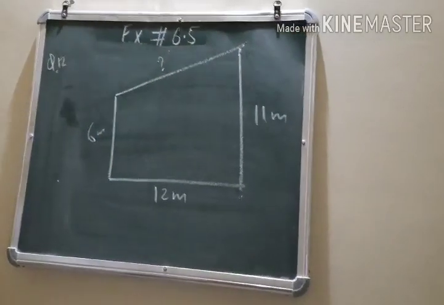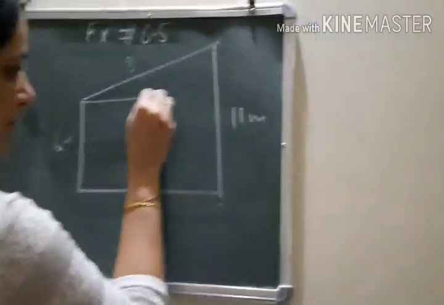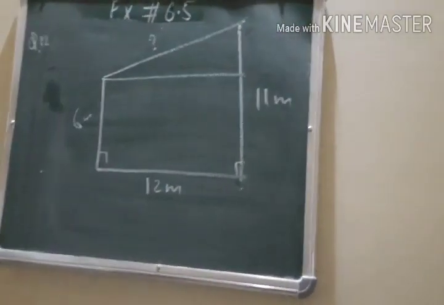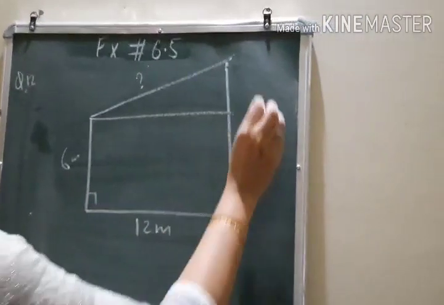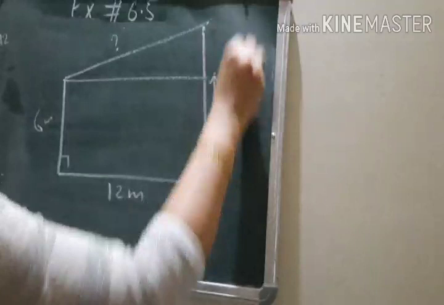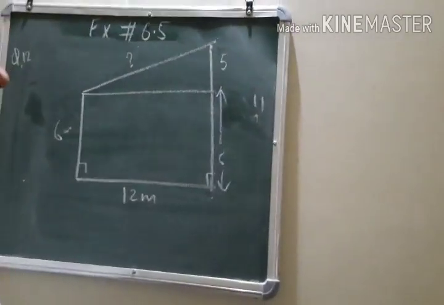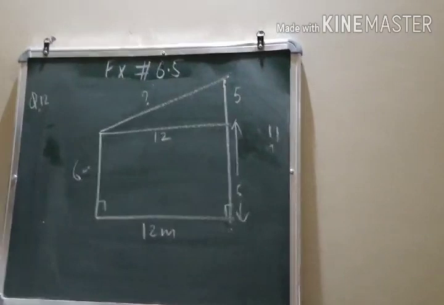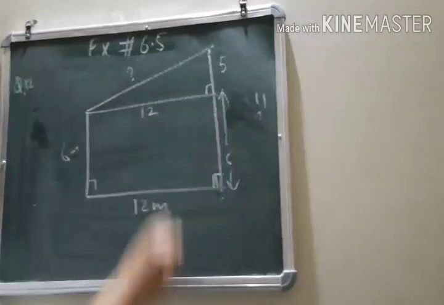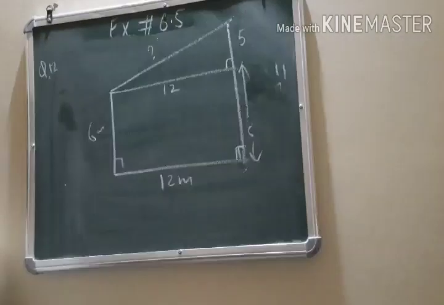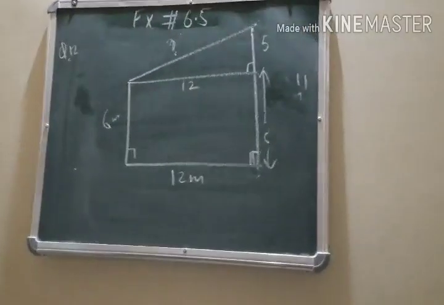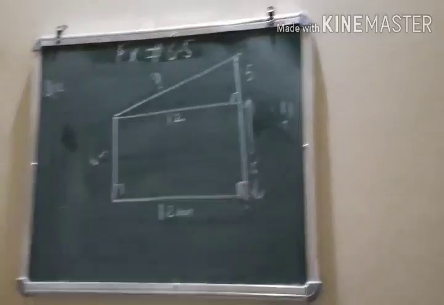What we'll do in this question, you can see that if I join this line, a rectangle is formed because poles will always stand at 90 degrees on the ground. So if this is 6, this portion will also be 6, right? And out of this whole 11, this will remain 5. If this is 12, this is also 12, right? Now if this angle is 90 degrees, this angle will also be 90 degrees because we have made a parallel line, corresponding angles. So this is 5, this is 12, you can easily find this length. So question number 12 also you are going to do yourself.